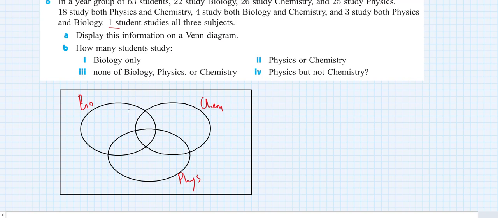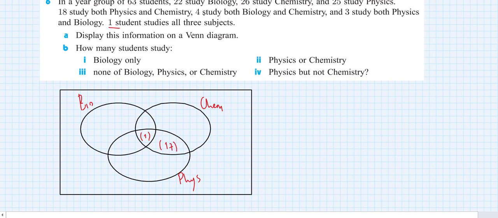There is one student who studies all three subjects. So here I have in a bracket one student who studies all these subjects. Then let's go to the intersections. 18 students study both physics and chemistry. Physics and chemistry is here, 18 students. I have already one student here, which is counted, so it will be 17 students here.